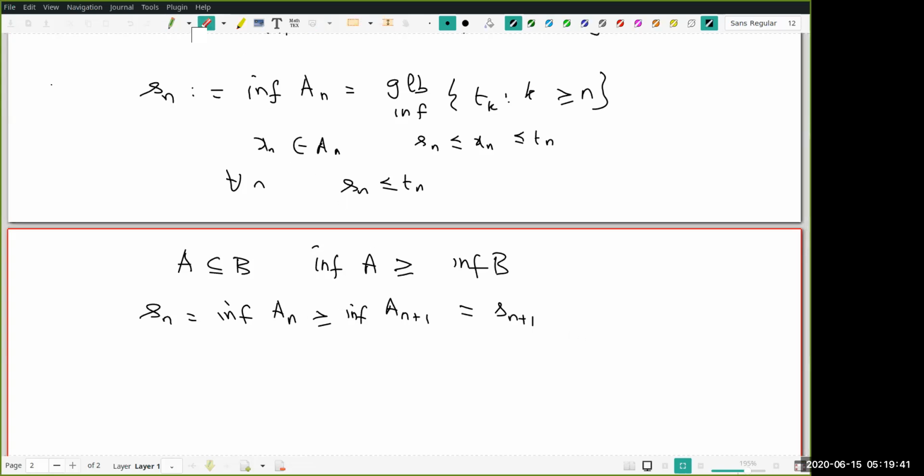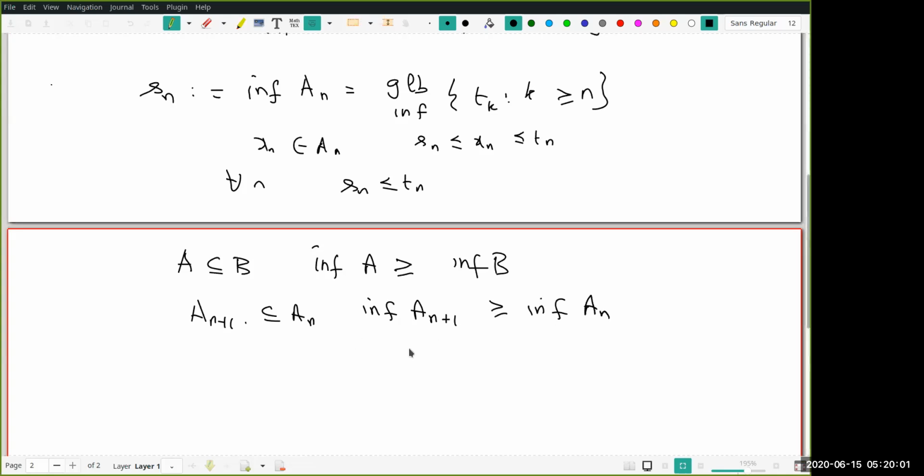I'm sorry, I retract this statement. Now, we know that A_{n+1} is a subset of A_n. Therefore, the infimum of A_{n+1} must be greater than or equal to the infimum of A_n. But the infimum of A_n by definition is S_n, so S_{n+1} is greater than or equal to S_n. That means the sequence S_n is increasing.